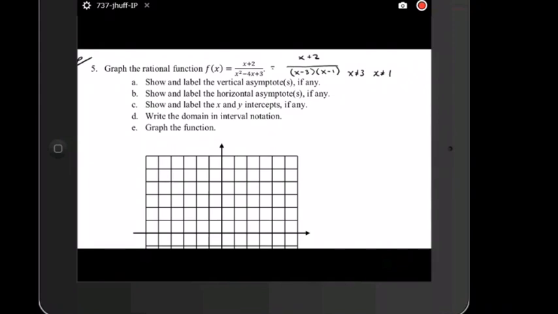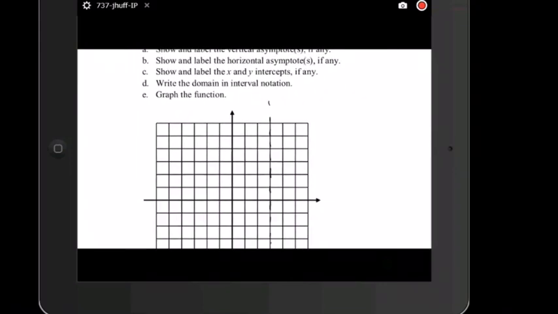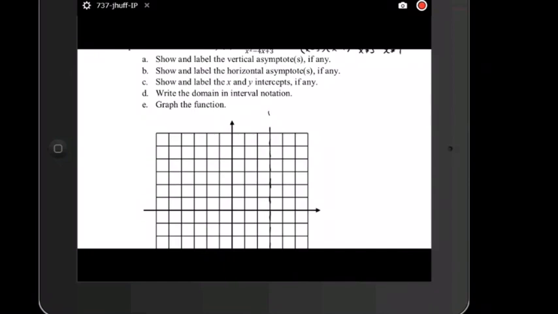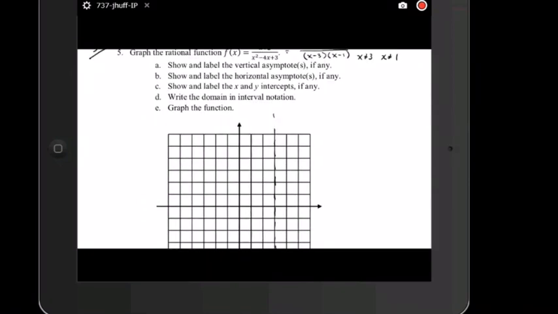That's where you place your vertical asymptotes. Those are the domain restrictions. So x equals 3. When it says show and label, they just mean give the equation of the asymptote. So x equals 3 is one of your vertical asymptotes, and x equals 1 is the equation for the other one. We draw the vertical asymptotes and we label them. That's sufficient for part A.